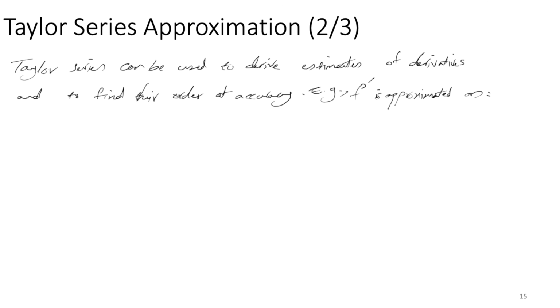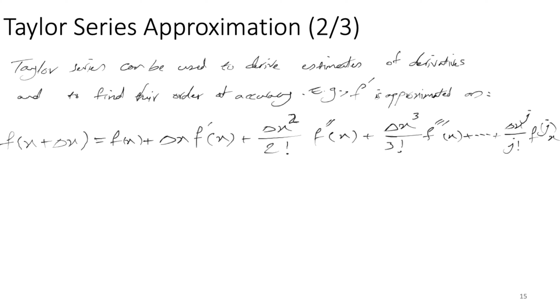So we can use that Taylor series approximation to derive the estimation of our derivatives and find their order of accuracy. So, as you know, it's a series of equations, and the further you go, the more accurate you are. But definitely, you're gonna have to compute more and more stuff.